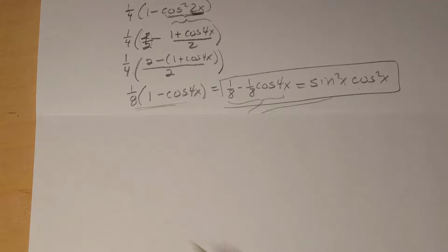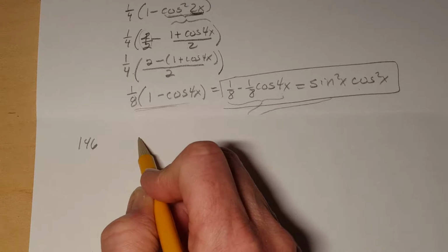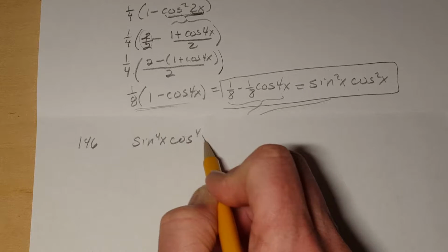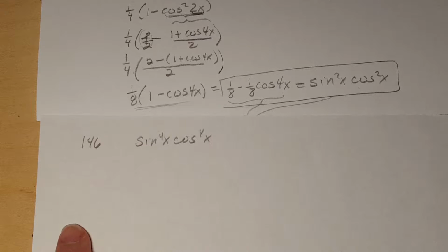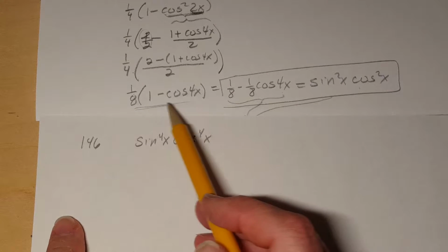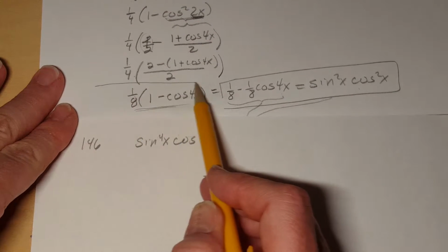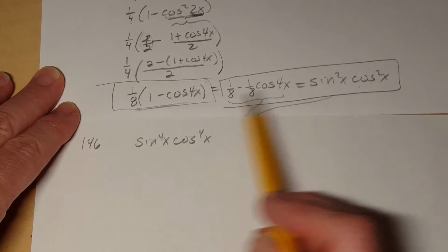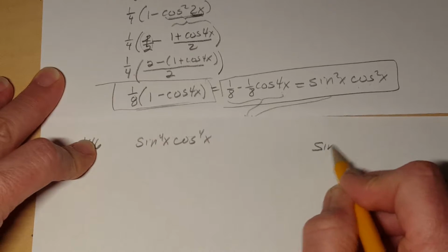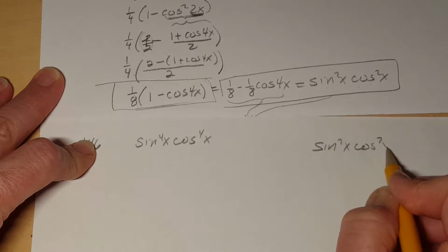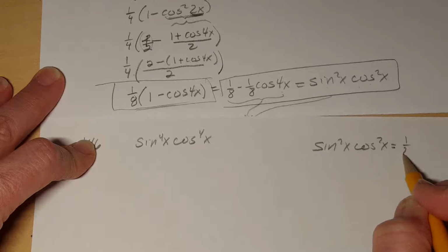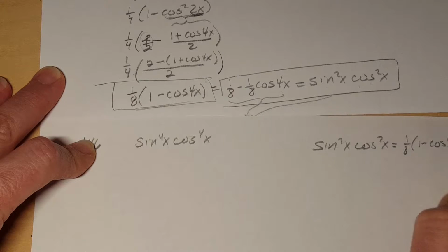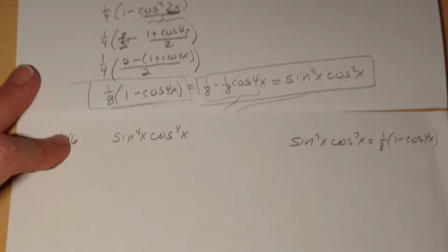Now for 146, we want to find sine to the fourth of x, cosine to the fourth of x. Well, if you remember from number 145, this was the answer we got for sine squared x, cosine squared x. So we know that sine squared x, cosine squared x is equal to 1/8 times 1 minus cosine 4x. So we're going to use that to our advantage.